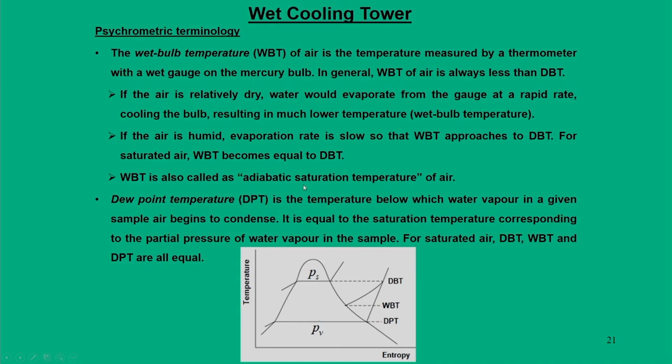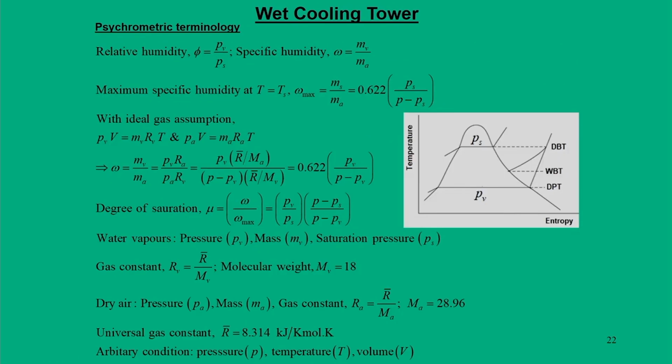Then dew point temperature means the point at which the water vapor in the air begins to condense. So it is the equilibrium or saturation temperature corresponding to that partial pressure. And for saturated air, all the temperatures, that is DBT, WBT and dew point temperature, are all equal. So whatever we have discussed so far, a complete analysis of psychrometric terminology we can define by these expressions.